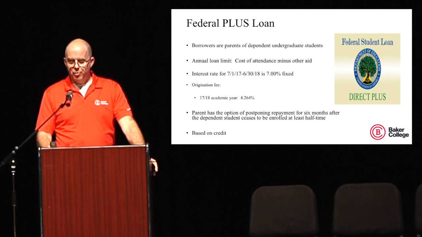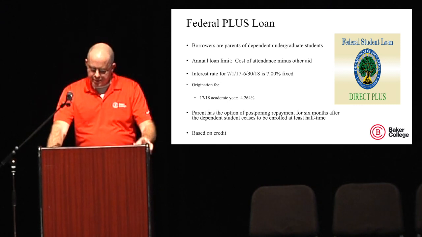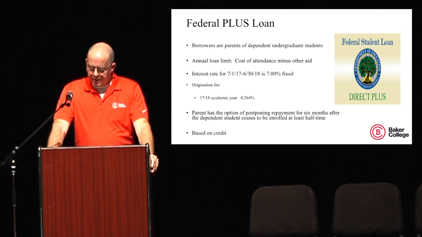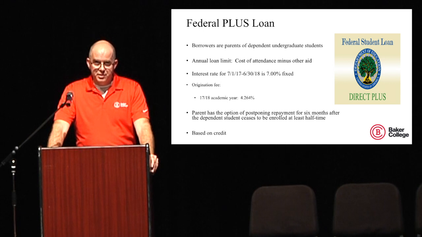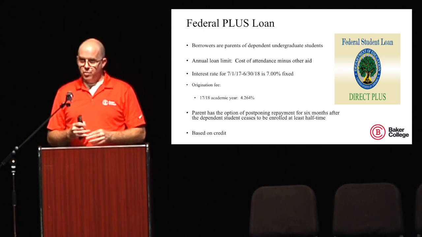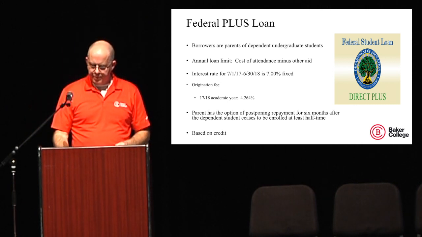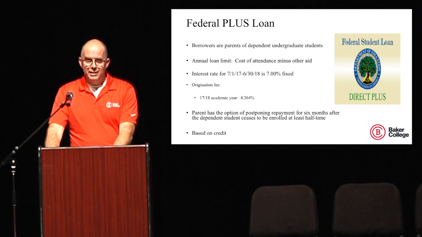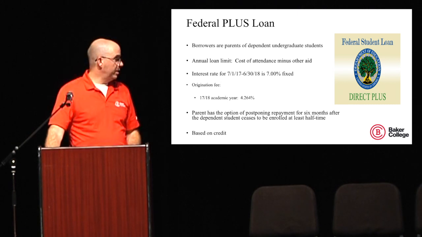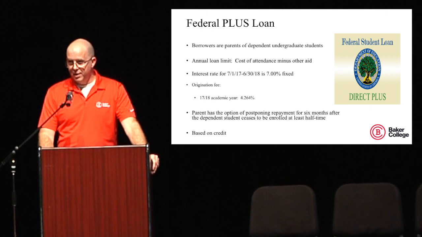Last, let's talk about the Federal Plus loan. They're Plus loans for parents of dependent students. The annual loan limit is the cost of attendance at that institution minus any aid the student is receiving. The interest rate for the current school year that we're in is 7%, and the government does charge a 4.264% origination fee for taking out the loan. The parent does have the option of postponing repayment for 6 months after the dependent student ceases to be enrolled at least half time. Now, the Parent Plus loan is based on the parent's credit.